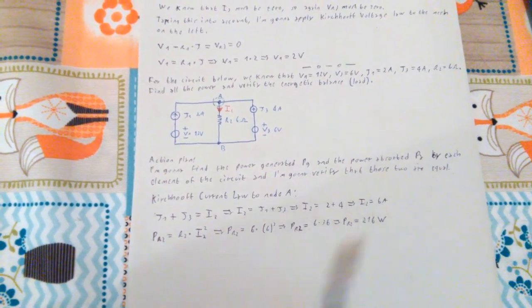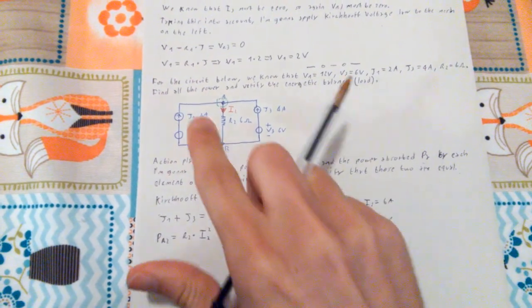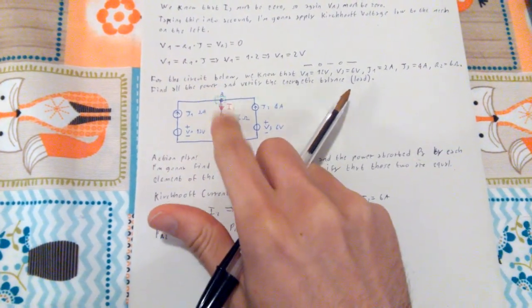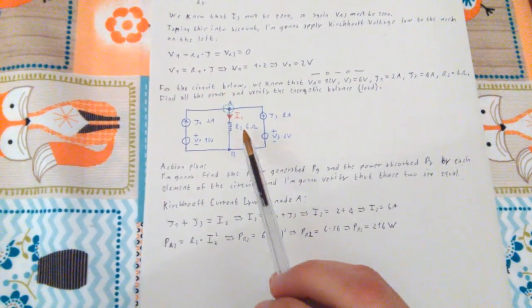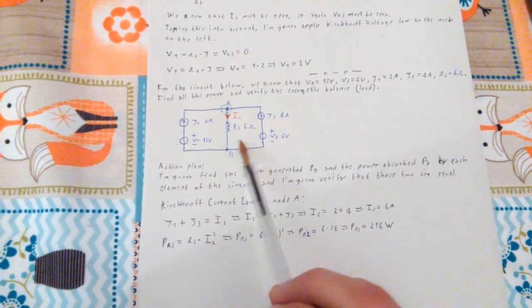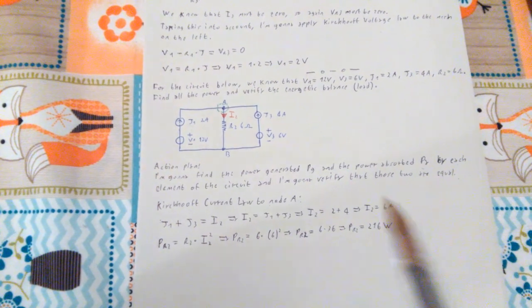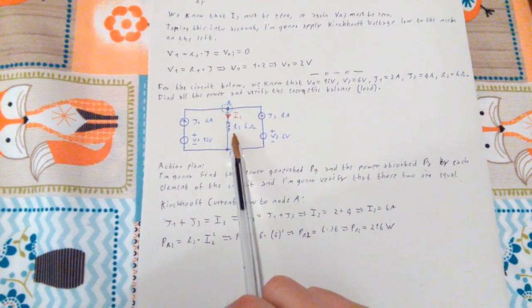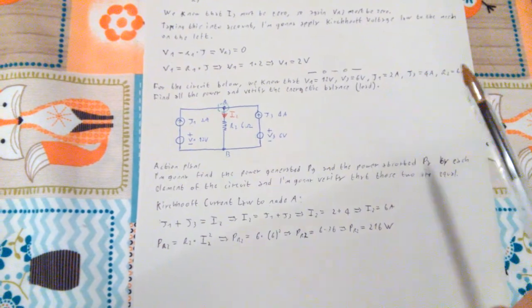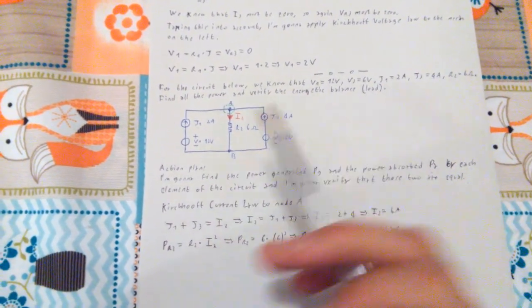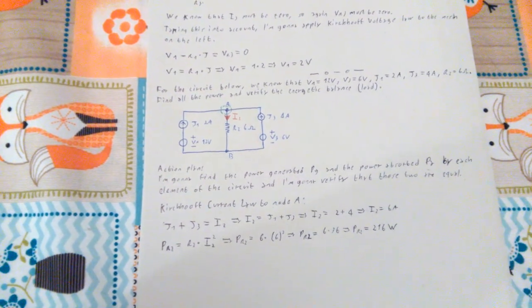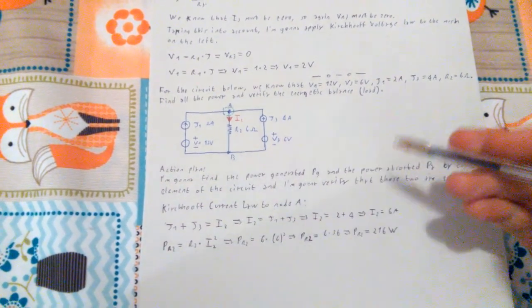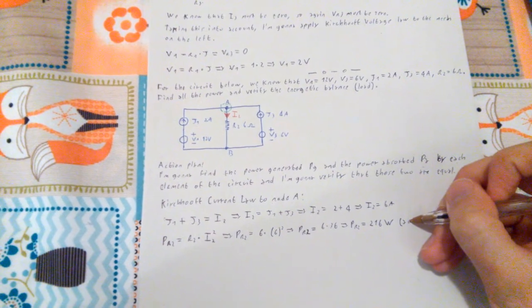Is this generated? No, it is absorbed. The resistance is a passive element. It's the only passive element of the whole circuit. So you have to have a passive element anyway in order to verify the energetic balance. So yeah, I'm going to write that down.